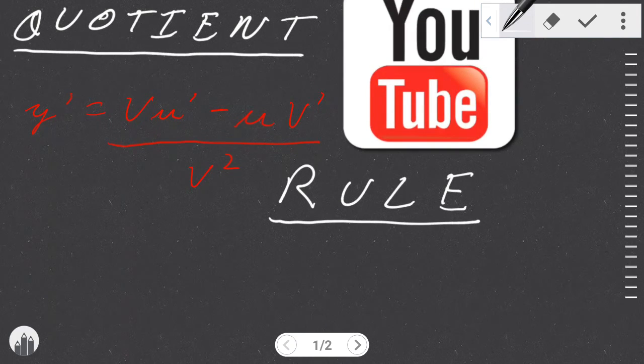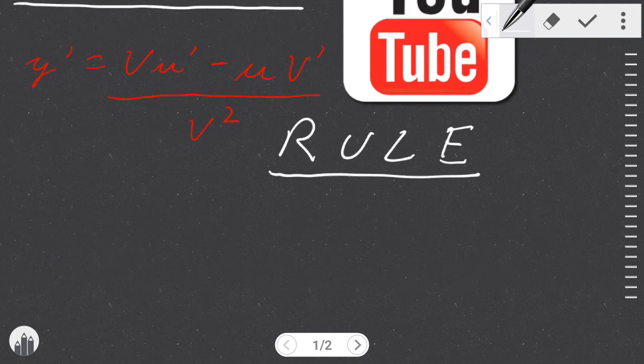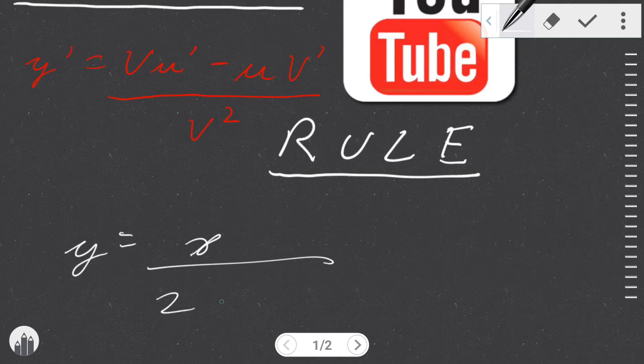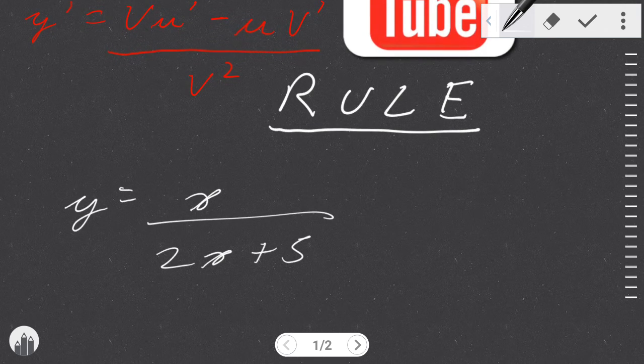So we'll just do a quick example about the quotient rule here. Say y equals x over 2x plus 5. Now in this situation you know that this is where you have to use the quotient rule easily.